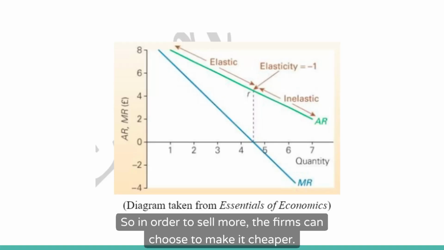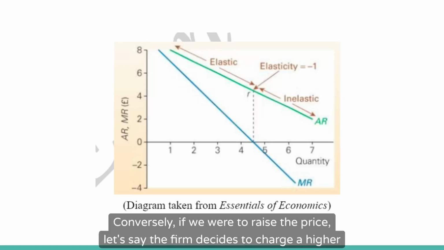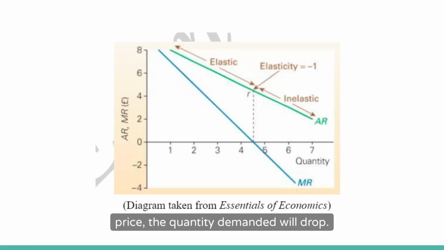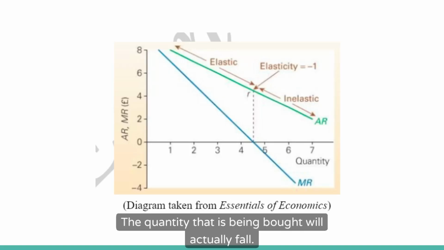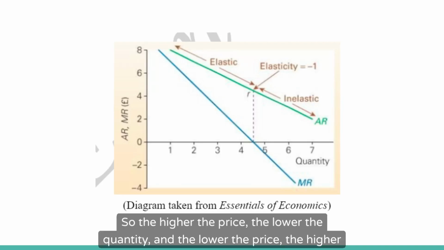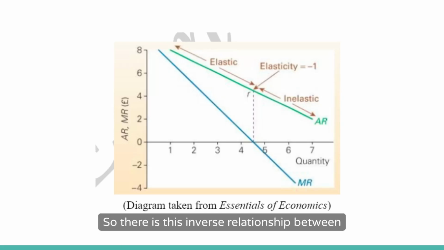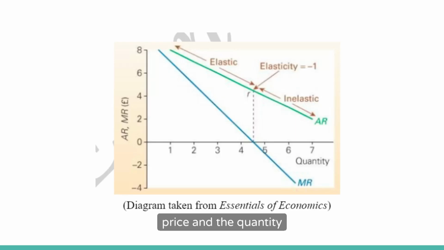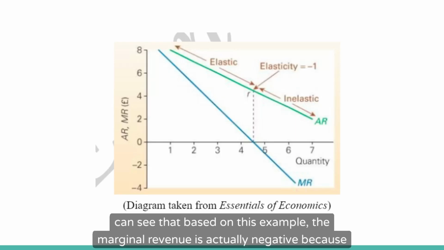So in order to sell more, the firms can choose to make it cheaper. Conversely, if the firm decides to charge a higher price, the quantity demanded will drop. The quantity that is being bought will actually fall. So the higher the price, the lower the quantity, and the lower the price, the higher the quantity. So there is this inverse relationship between the price and the quantity itself. You can see that based on this example.